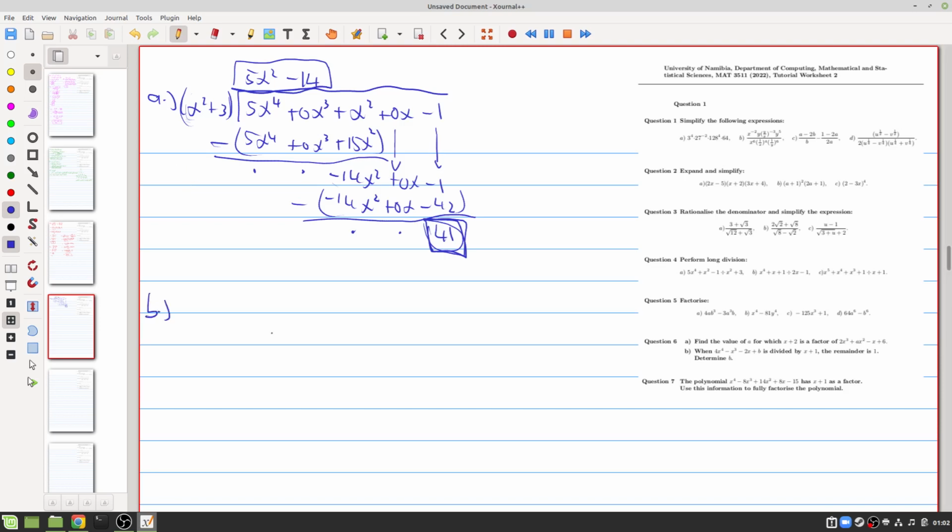Question B. So question B, put x to the power 4, and then we've got x. So we want to write plus 0x cubed plus 0x squared plus x plus 1. And we want to divide that by 2x minus 1. So again, x to the power 4 divided by the front thing, by 2x. This is actually interesting.